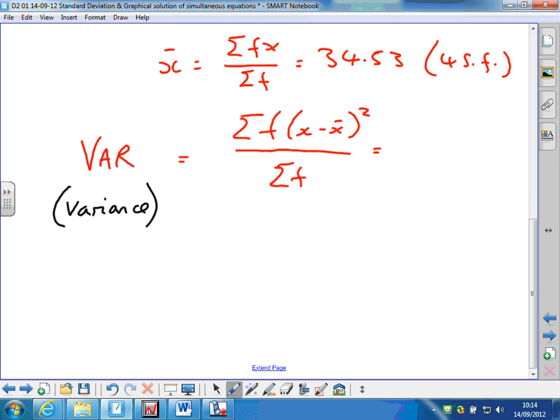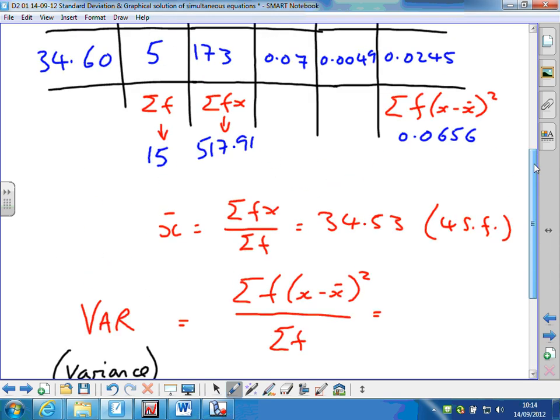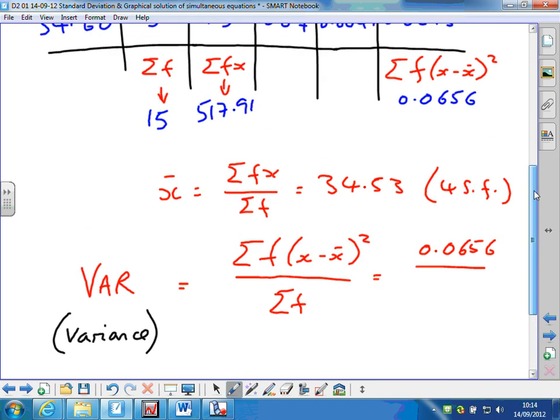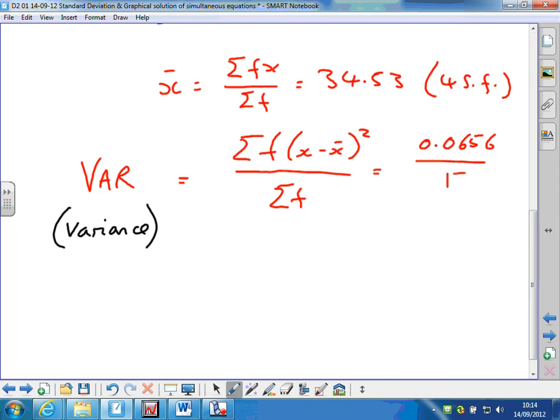So we can calculate that now. That's going to be 0.0656 divided by the sum of f, which is 15. We did that earlier. And we might at this point say, okay, 4 significant figures, so that'll do to 4 significant figures.